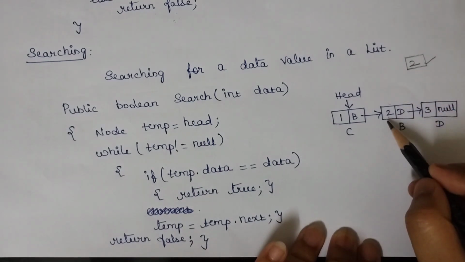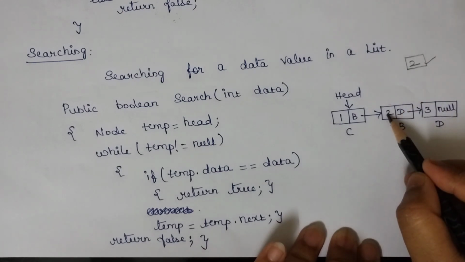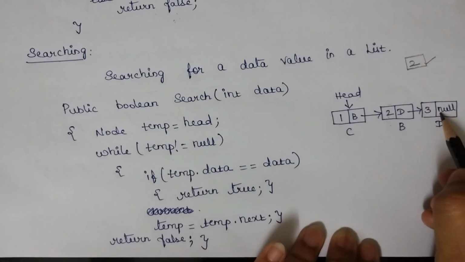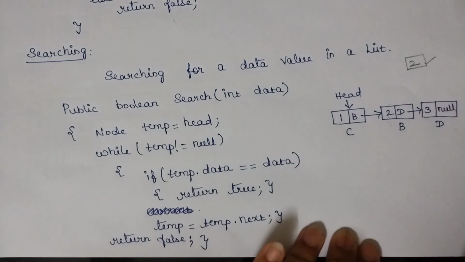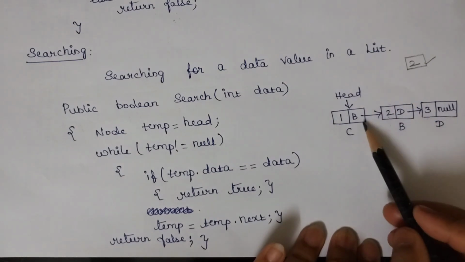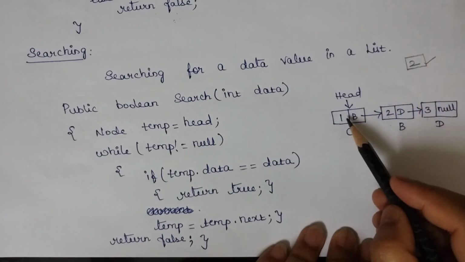Right? If again, here instead of 2 you have some other value, you don't have 2 here, then again you will move to the next node and compare the data value with this node value, whether it is 2 or not. So in this way you will be searching for a value in the list. For this also, if you see clearly, you need to apply traversal.